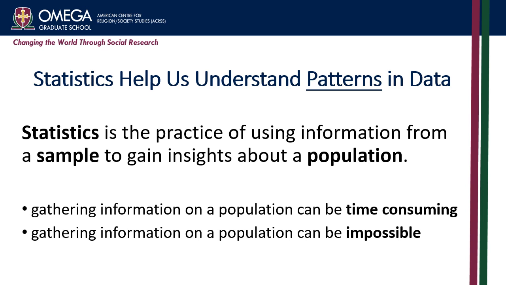So for example, if we wanted to say something about maybe all of the males over the age of 50 in a particular state or a particular small country or province, it would be virtually impossible to make contact with every single one of those people and gather the information that we need. So instead, we sample from among that population and make inferences about the population from that representative sample.